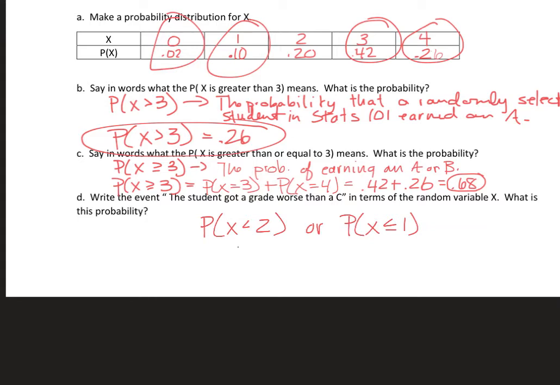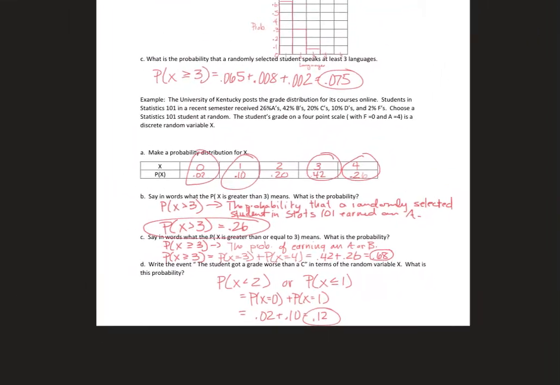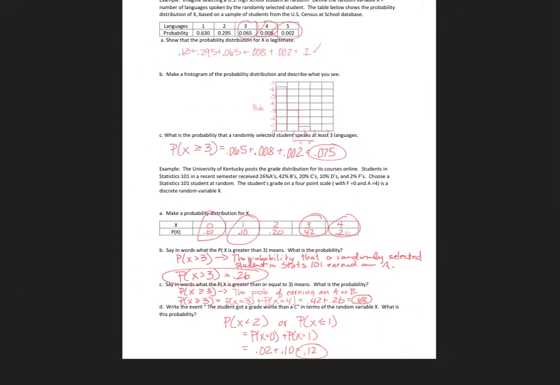But again, no matter what we do, and I'll use this notation again, we're going to take the probability that X equals 0 and add it to the probability that X equals 1, which in this case would be 0.02 plus 0.10 equals 12%. So we've got a 12% probability that a randomly selected student earned a D or an F. Okay, all right, so a little bit on simple calculations and what those interpretations mean. Let's hop to the next page then.